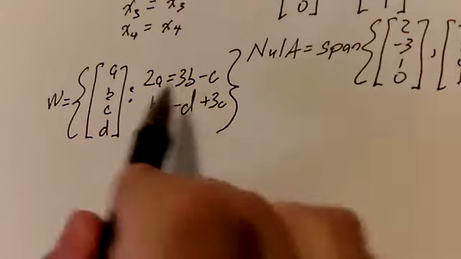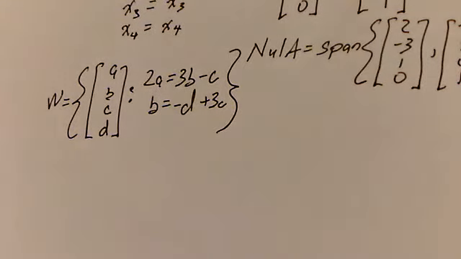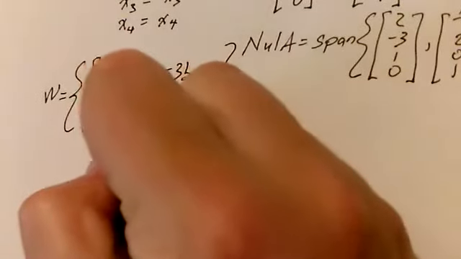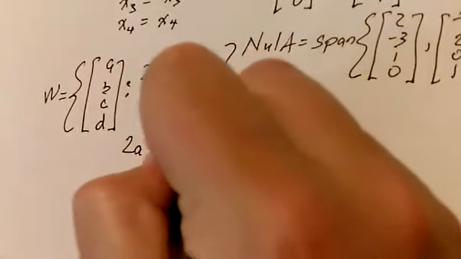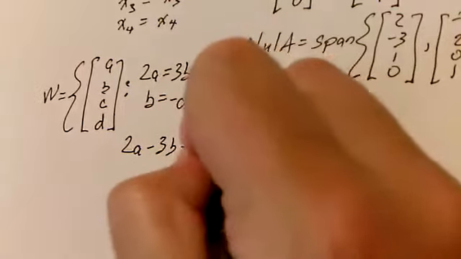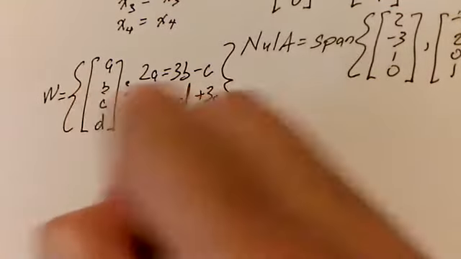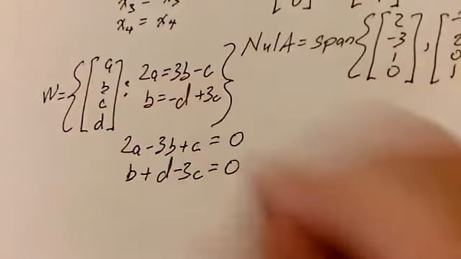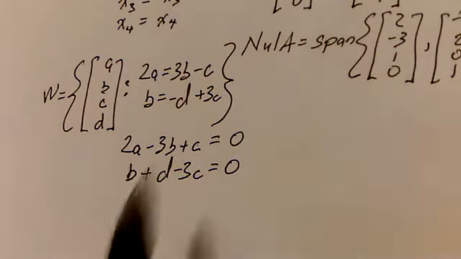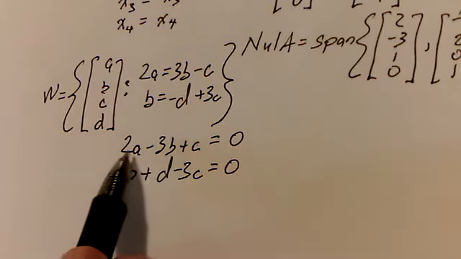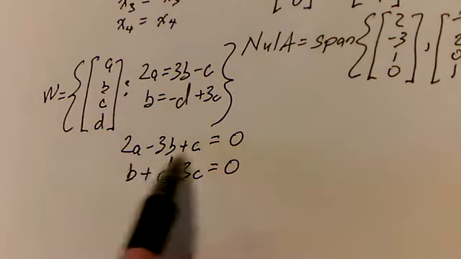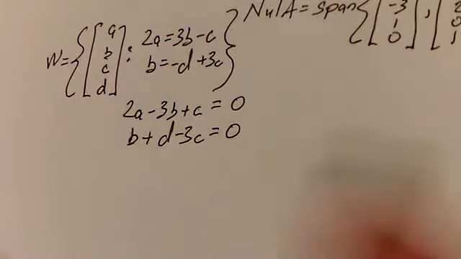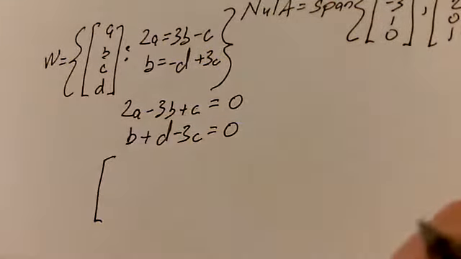Ultimately, this is a set of linear equations. I can write that set of linear equations as a homogeneous system. So I have 2A minus 3B plus C equals 0. And I have B plus D minus 3C equals 0. Now be careful here, because my components here are written out of order. I go ABC, but this goes BDC. So if I go to write a matrix representation of this, make sure you keep them in the same order.